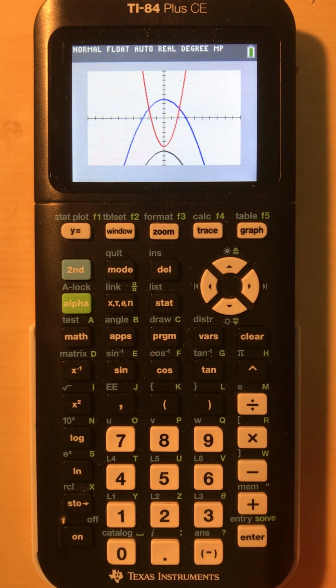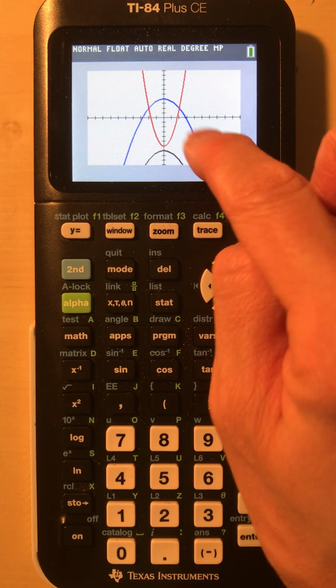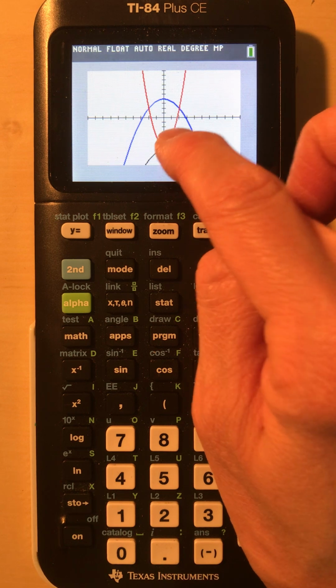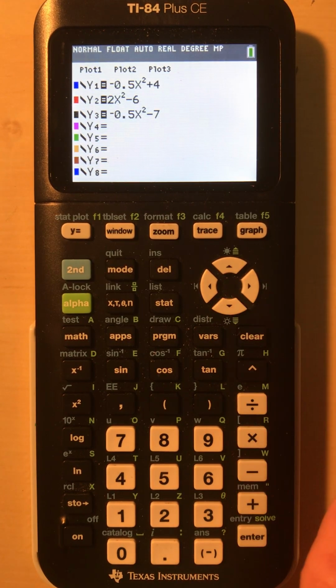Part C: how could you transform one of the graphs so that the graphs intersect at exactly 1 point? So let's transform graph 1. The same blue graph, let's transform it to have a vertex where it exactly touches the vertex of the red graph. So in class, what did that look like?